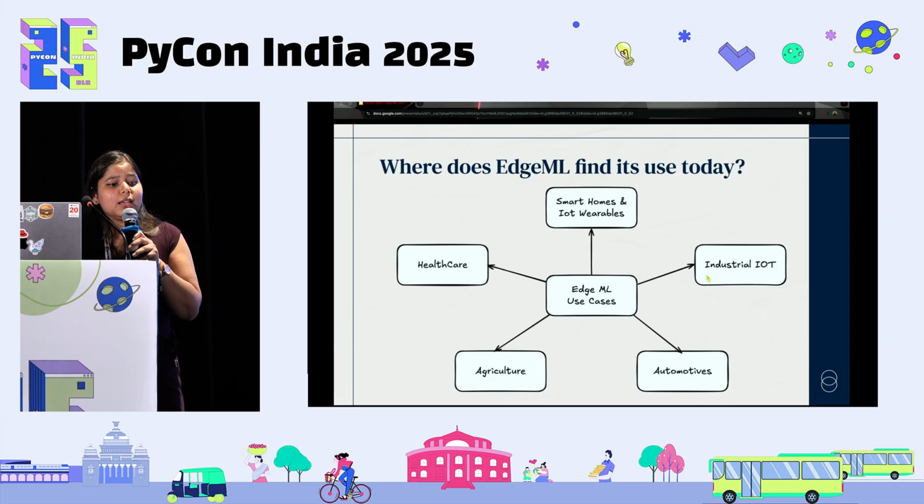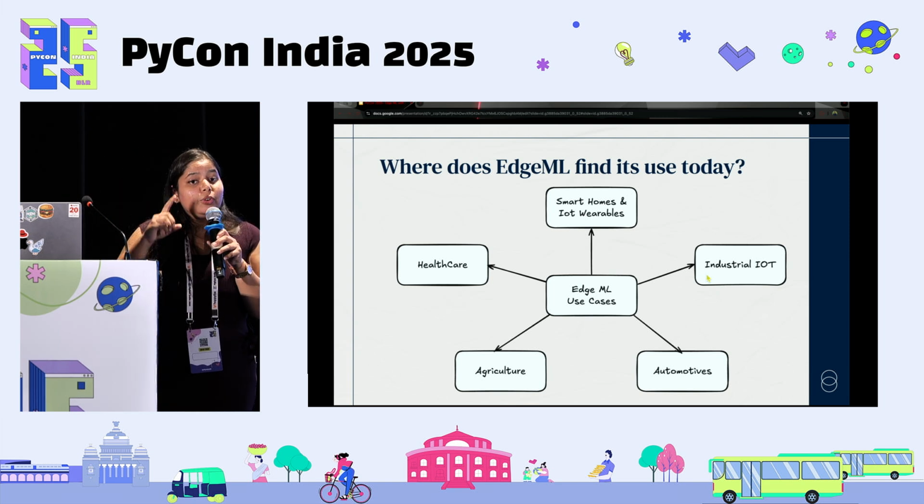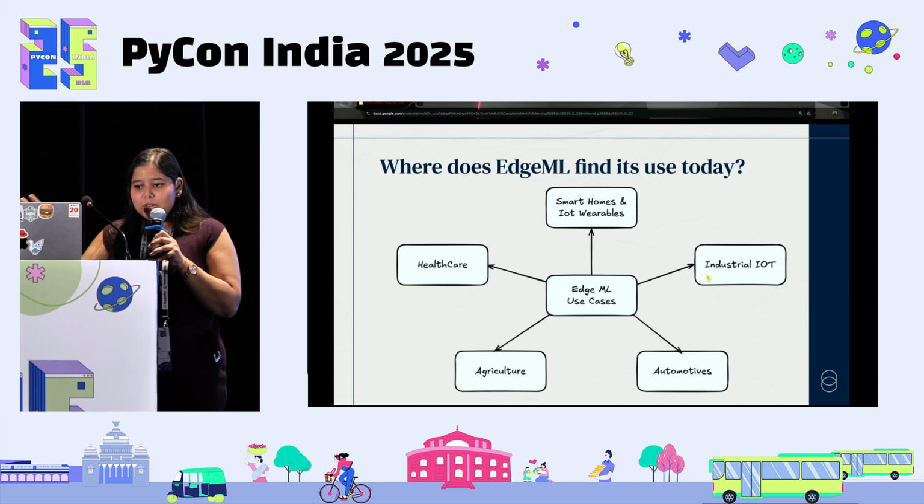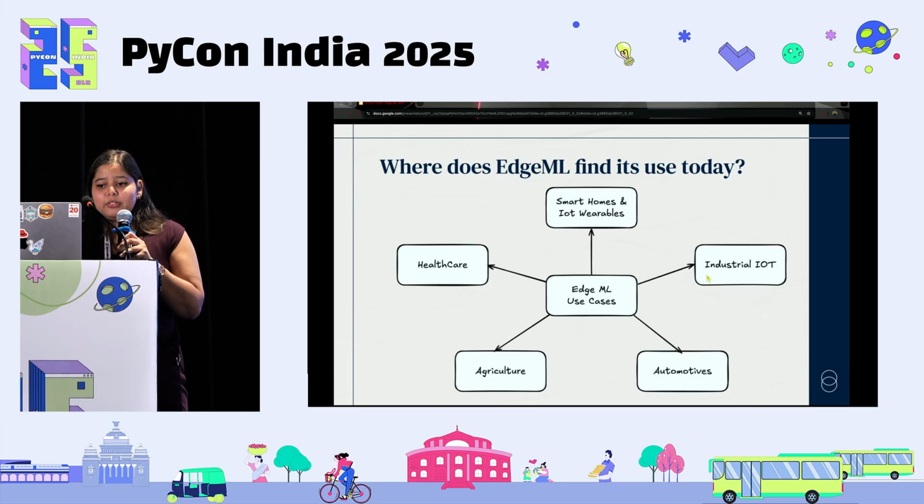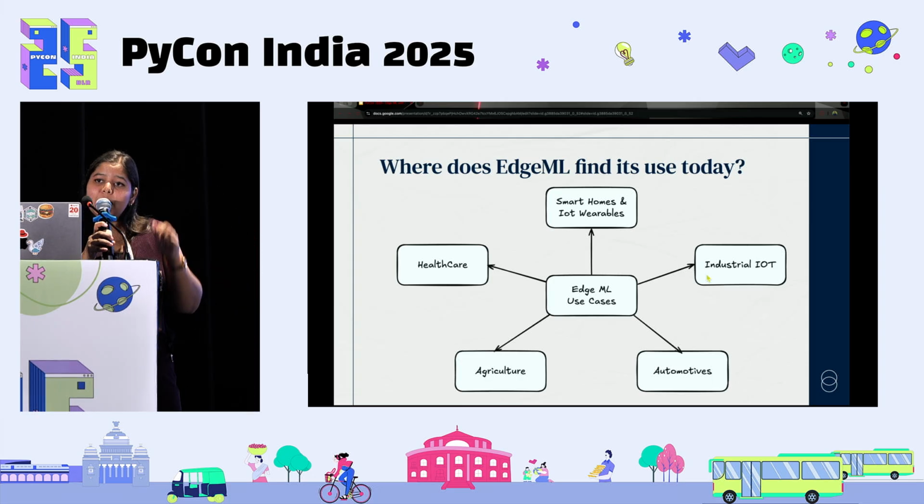The fourth one is agriculture. For example, it detects crop disease on the spot without sending images to the cloud. And the last one is automotive and mobility. So Edge ML is not just a concept, it's already embedded in many industries that we interact with every day.